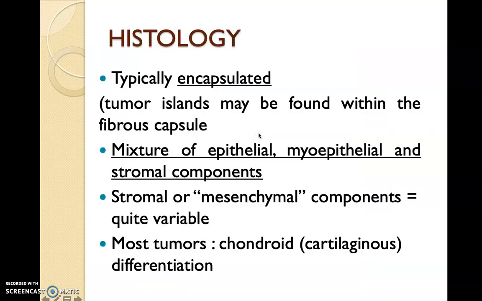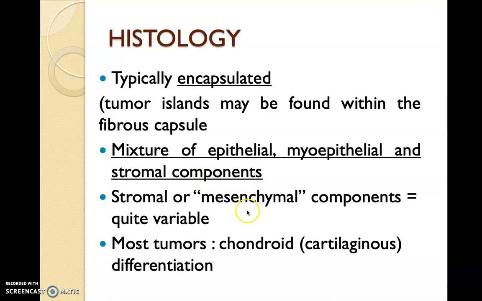Okay, so histologically usually it's encapsulated. It means there's a capsule around it. It will be a mixture of epithelial, myoepithelial, and stroma components. So that's why we call it pleomorphic adenoma. Basically, it's just a mixture. It's just like your ABC. It just mixes all the beans and syrup and everything together.